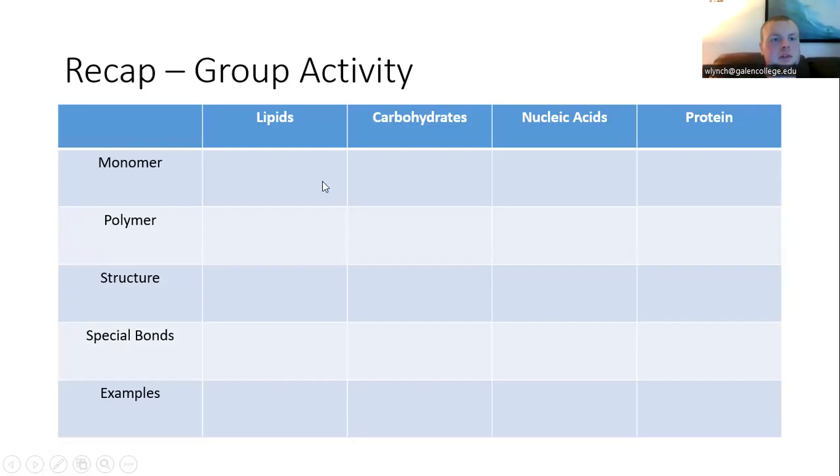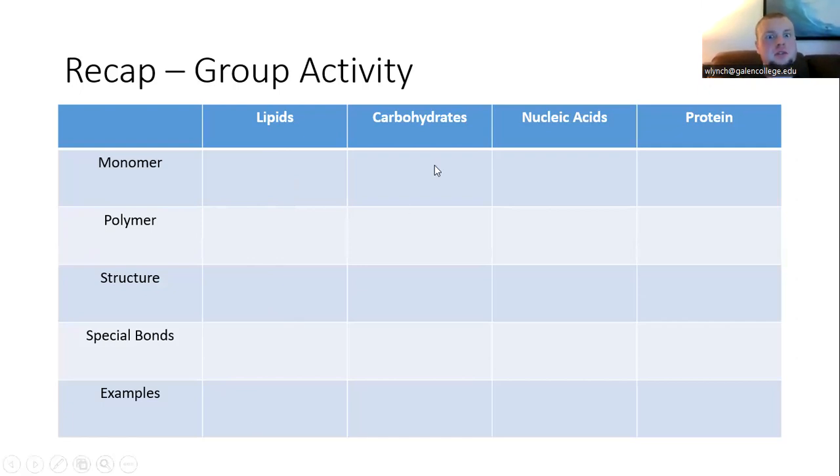So to recap, the lipid monomer that we have, right? We have lipid monomers that are going to be the individual fatty acids. The polymer is going to be a combination of fatty acids. The structure is going to be either triglyceride, phospholipid, or the diacylglycerol. Special bonds between lipids are going to be phosphodiester bonds. And some examples are the triglycerides.